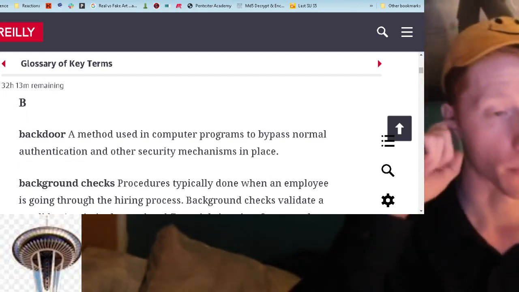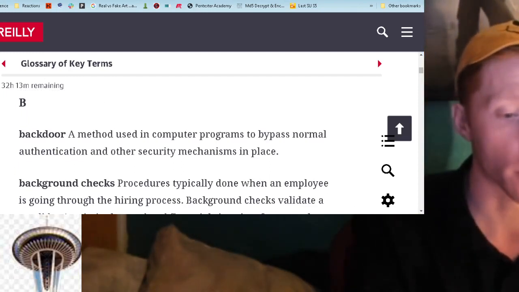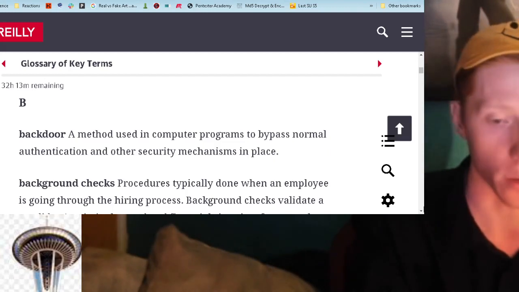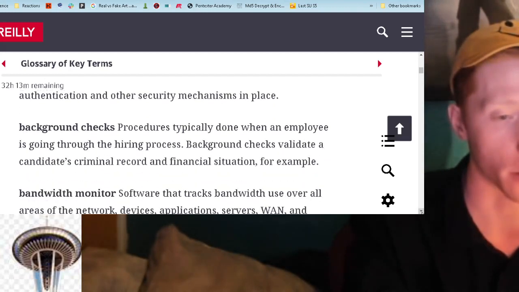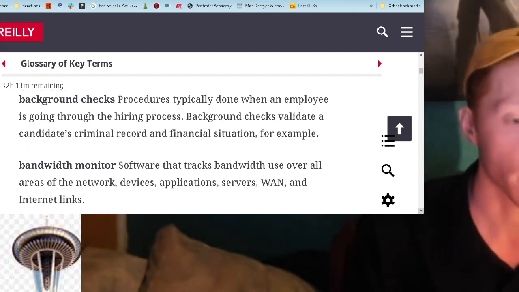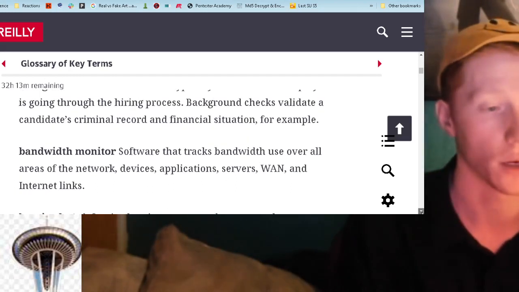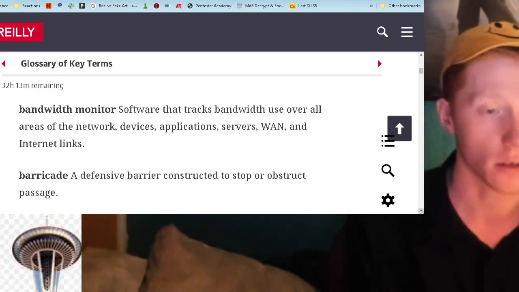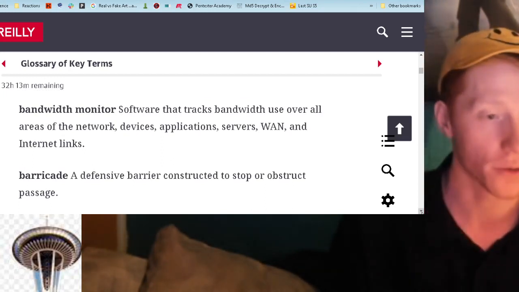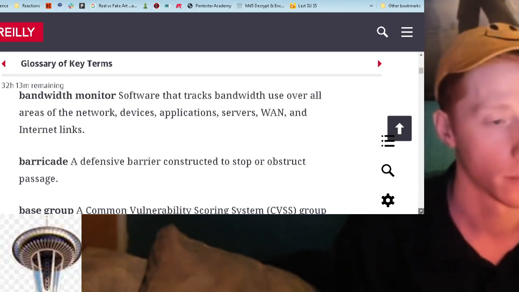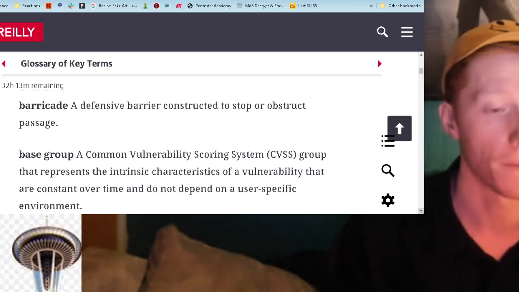Now for the B's. A backdoor is a method used in computer programs to bypass normal authentication and other security mechanisms. Background checks are procedures typically done when an employee is going through the hiring process. A bandwidth monitor is software that tracks bandwidth use across areas of the network. Barricade is a defensive barrier.